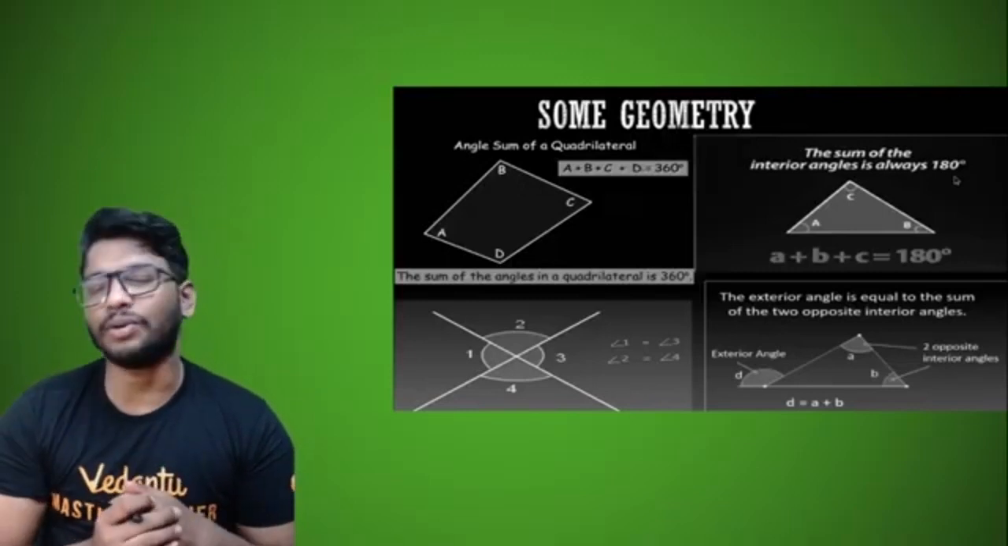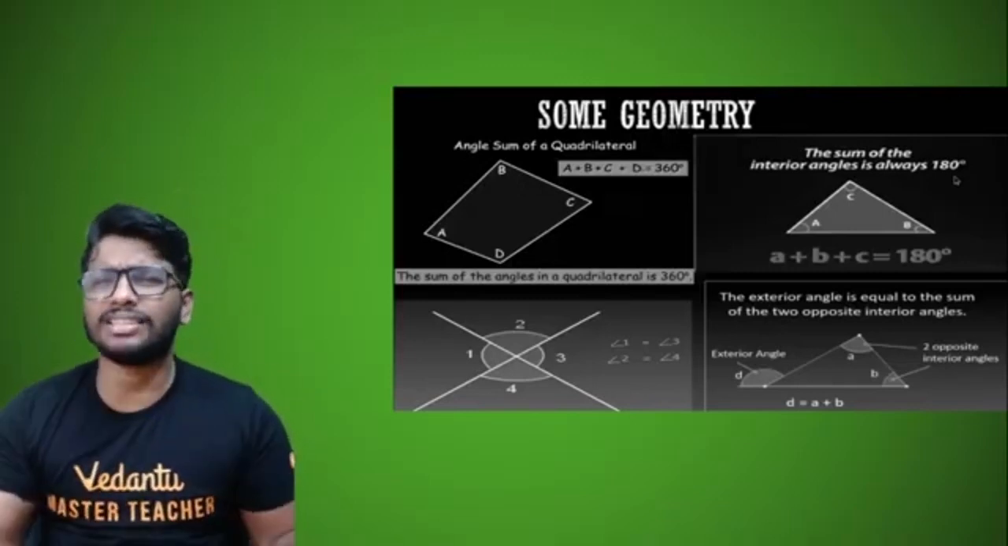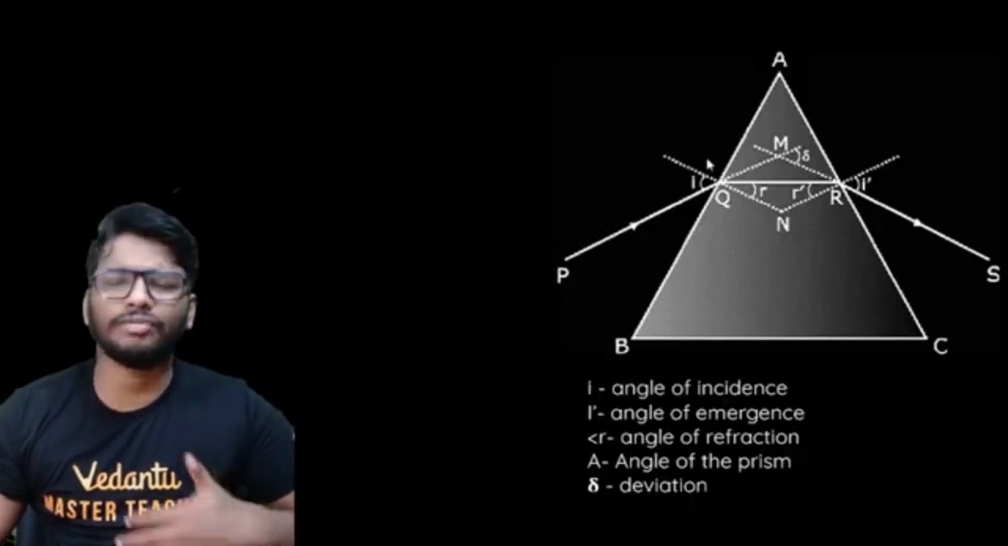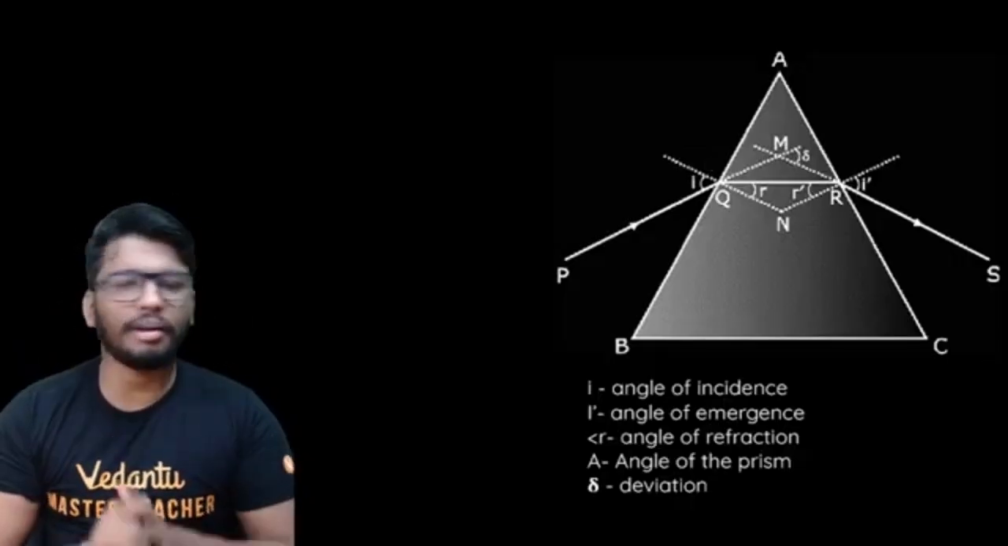So D is equal to A plus B as well. So these are some of the basic mathematics, basic geometry which you've seen in the past. So I'm going to take a prism. All right, I'm going to name all the parts.